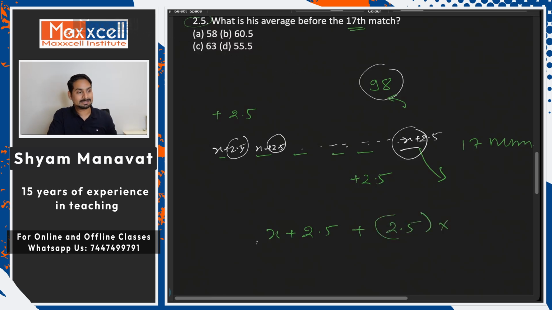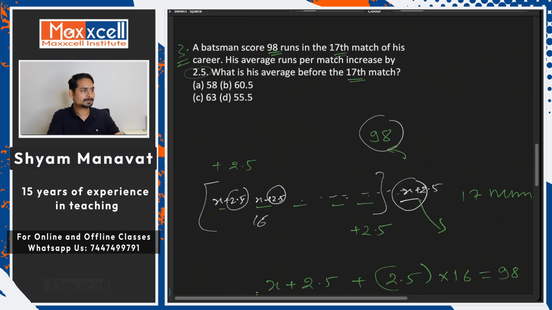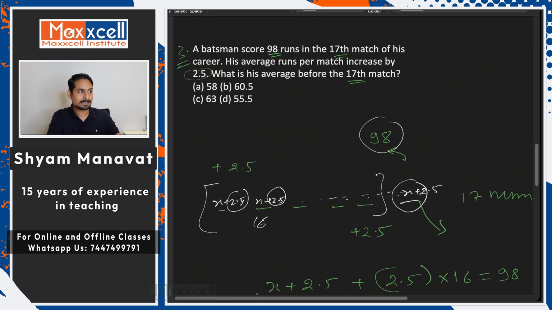rest of the 16 numbers. When you take this 98 out, it will come out with x plus 2.5, which he has when he is part of the group, equal distribution, plus whatever 2.5 he has distributed amongst the remaining ones. Who are the remaining ones? The remaining ones are 16 entries, right? Are you getting this?